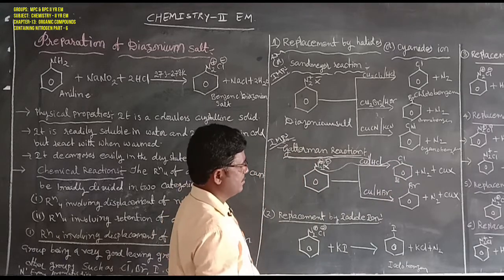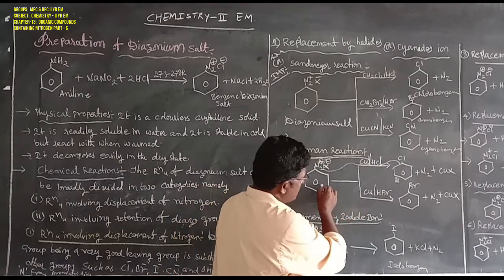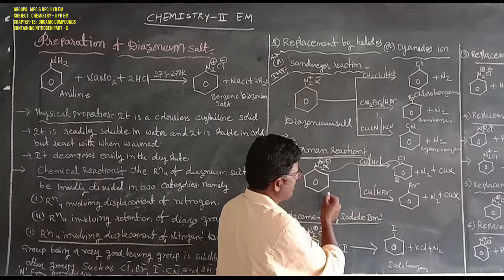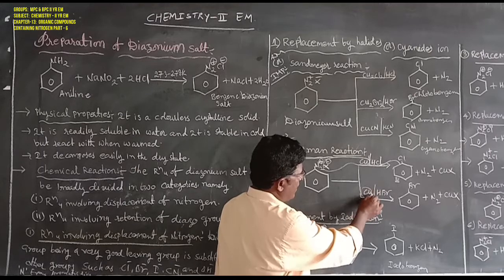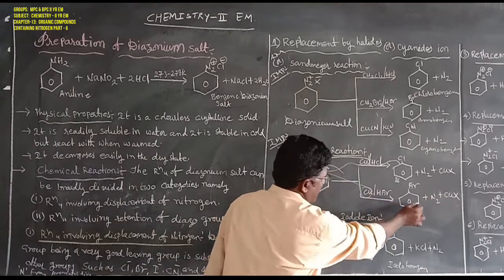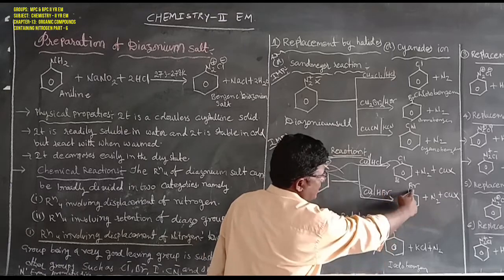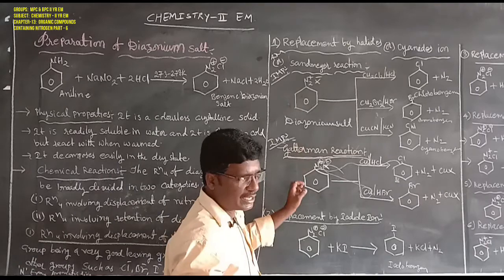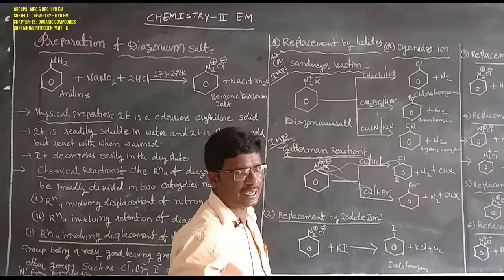Next, another one. Benzene diazonium chloride treated with copper and hydrobromic acid, then copper halide is removed, the nitrogen atom is displaced and replaced by the bromine atom, that is called bromobenzene. This reaction is also called the Gattermann reaction.